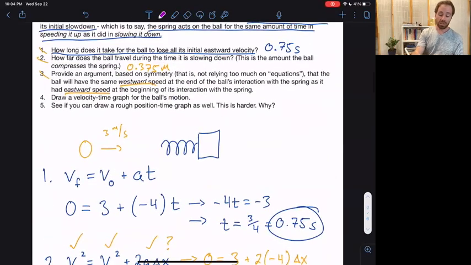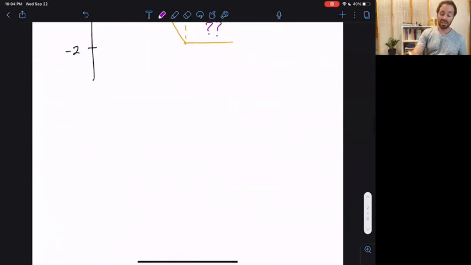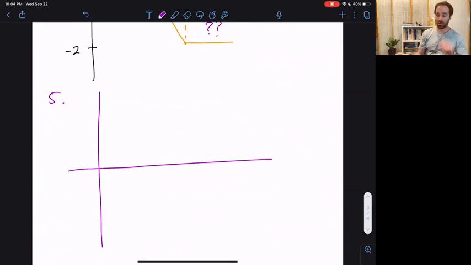What is the last thing? See if you can draw a rough position time graph as well. We'll make a judgment call as to whether we want to do it just during the time that it's bouncing off the spring or not. We should be able to see that this is actually harder. Why? We'll give ourselves room in both the positive and negative direction.